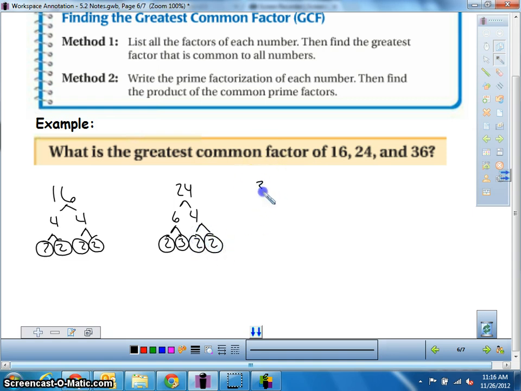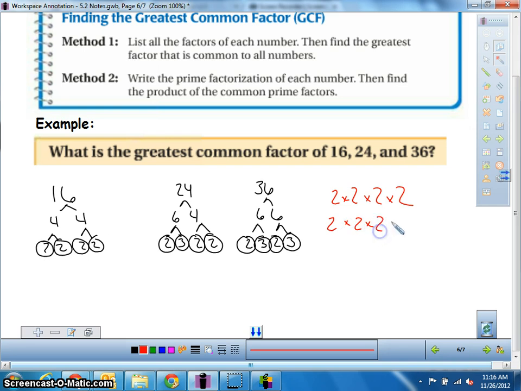And then I have 36 as my last one. 36 is 6 times 6, which both are composite, so I've got to go 2 and 3, and 2 and 3 for both of those. So when I do this, now I'm going to line up all 3 of them together. I've got 16 was 2 times 2 times 2 times 2, right? 24 was 2 times 2 times 2 times 3. And 36 was 2 times 2 times 3 times 3.